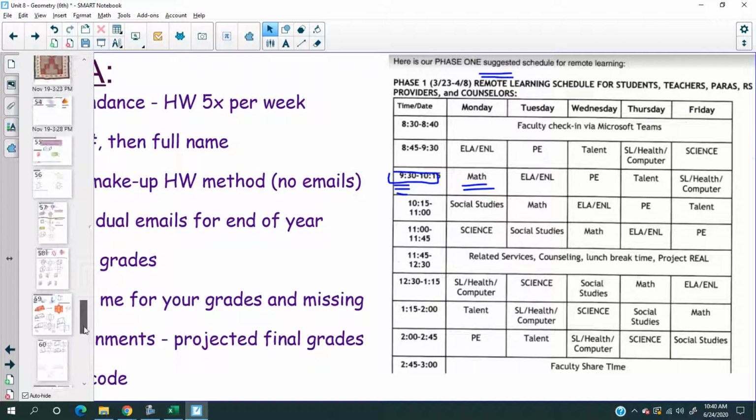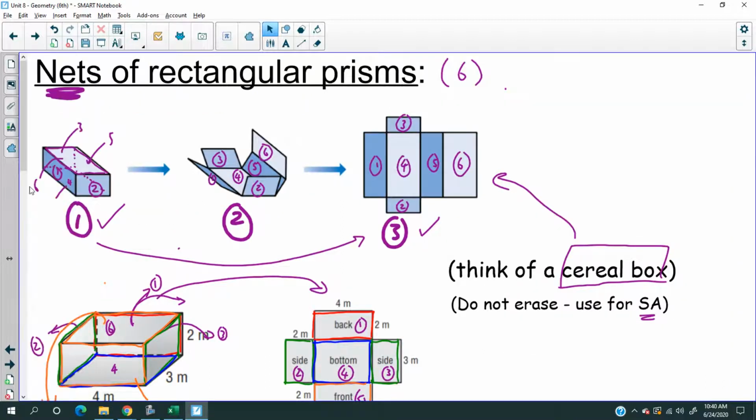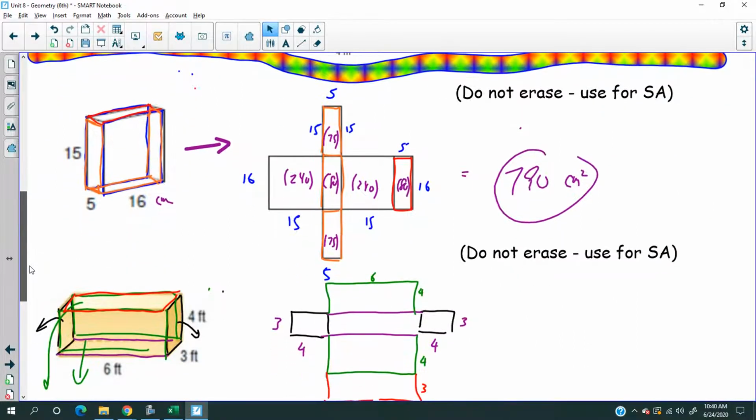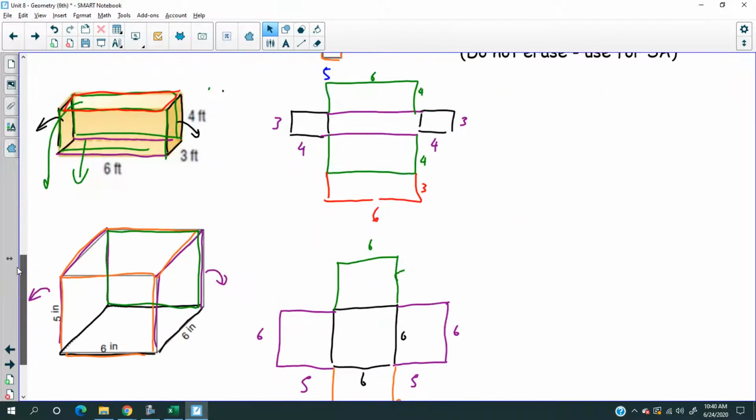Now, this is where we are coming from. Last week we were talking about nets. We turned the cereal box into a net, and then yesterday I showed you guys how to get the surface area by getting the area of each of the rectangles and then adding them together. And then we got some practice for that.